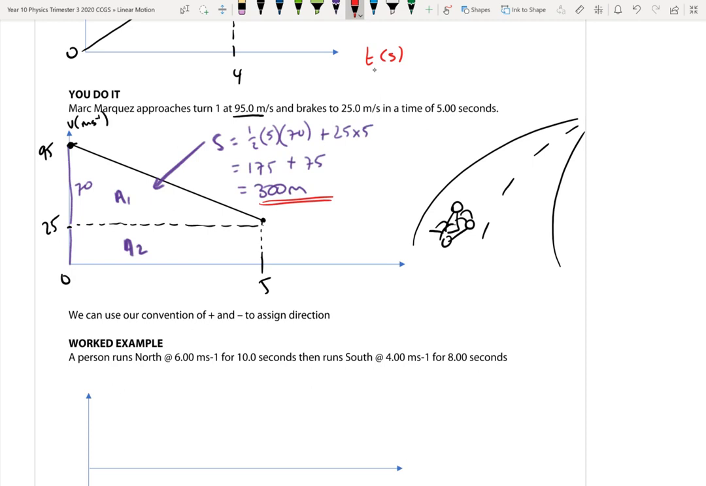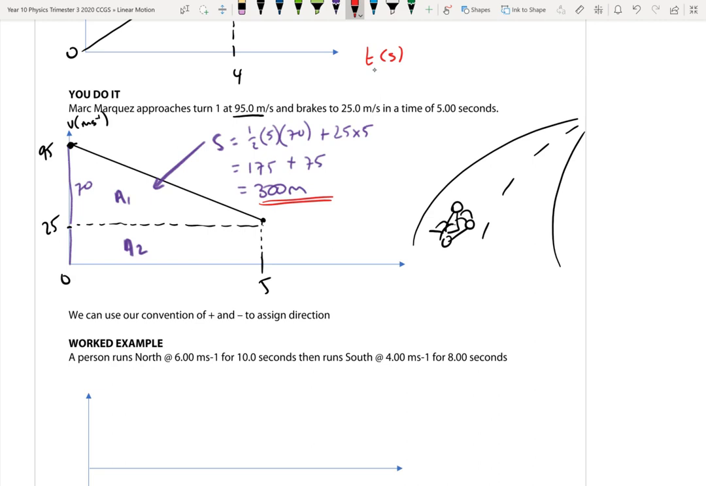So that should hopefully make sense. You're heading towards this turn number 1 at 300 kilometers per hour. You hit the brakes. In 5 seconds, you're now down to 25 kilometers per hour, and you can then tip in and get around that corner. In that 5 seconds, you've traveled 300 meters forward.